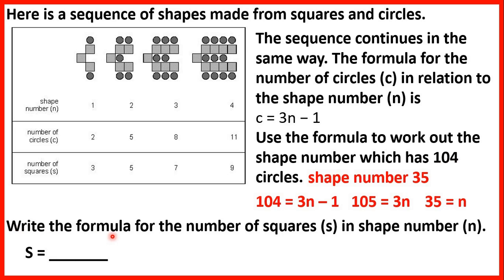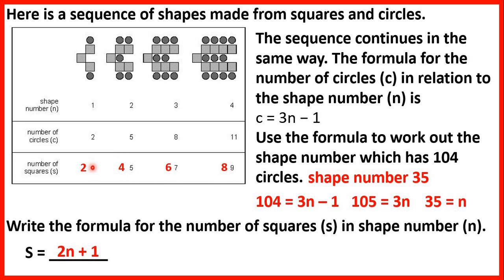Now write the formula for the number of squares in shape number n. So we have the number of squares here and the shape number n at the top. The number of squares is going from 3 to 5 to 7 to 9. So we can spot that it's increasing by 2 each time. Now what we can do, because it's increasing by 2 each time, is to write the 2 times table. So write 2, 4, 6, 8.